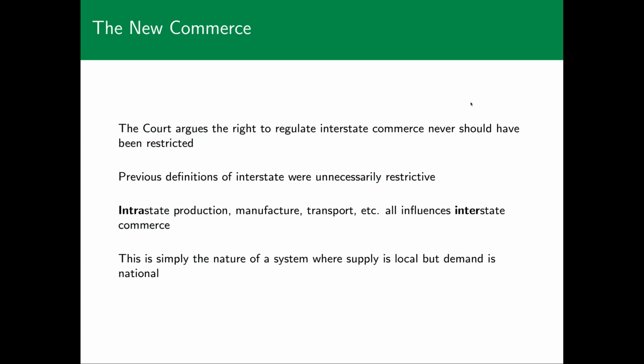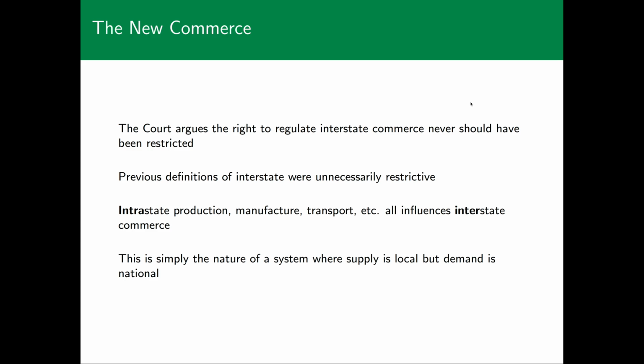Also in Filburn, we see the court kind of suggest previous courts had been unnecessarily regulating interstate commerce. It shouldn't have been restricted the way it was. And they say those definitions were unnecessarily restrictive. Right? So basically, what we get here is intrastate production, manufacture, transportation, labor, all these things. At the end of the day, they influence interstate commerce. Congress can regulate interstate commerce, therefore they can regulate the things that influence interstate commerce.